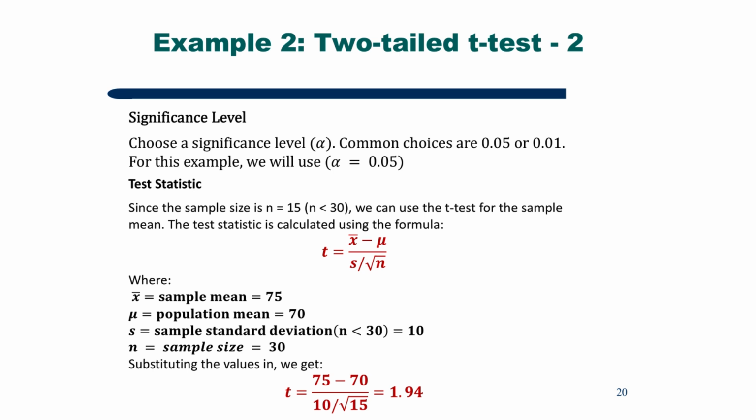for the sample mean. The test statistic is calculated using the formula t equals x bar minus mu, divided by s over square root of n, where x bar, the sample mean, equals 75, mu, the population mean, equals 70, s, the sample standard deviation for n less than 30, equals 10, n, the sample size, equals 15. Substituting the values in, we get t equals 75 minus 70, divided by 10 over square root of 15, which equals 1.94.